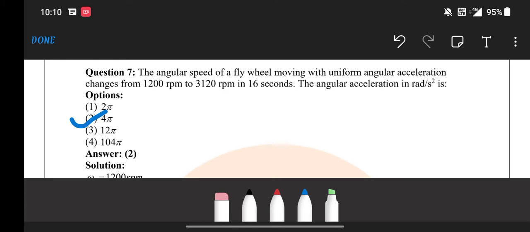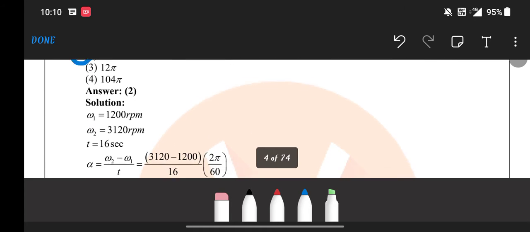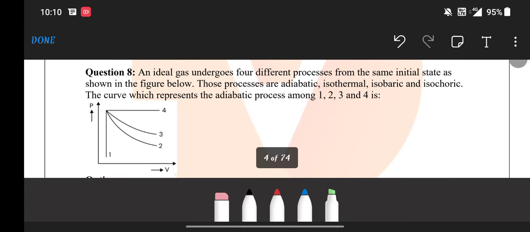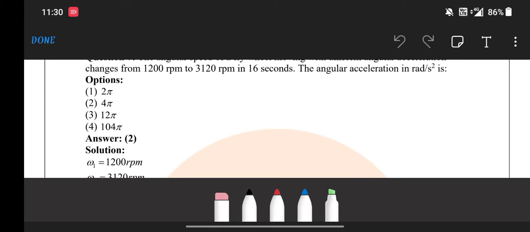Let us move on to the next question, that is question number 8. So in this question they have asked an ideal. So moving on to our next question.